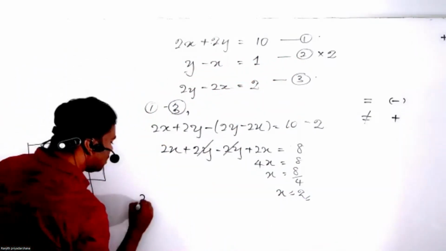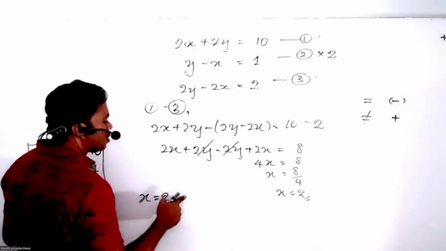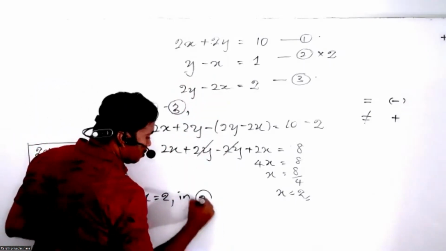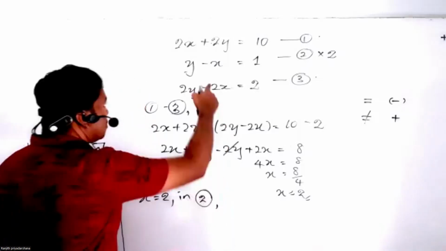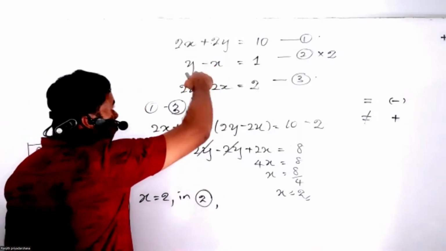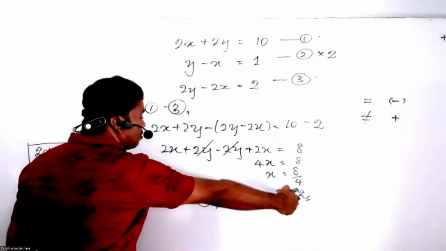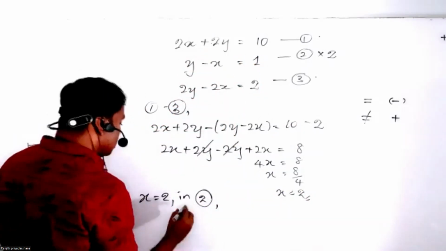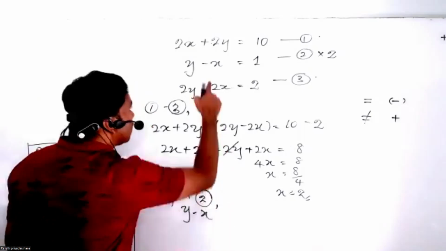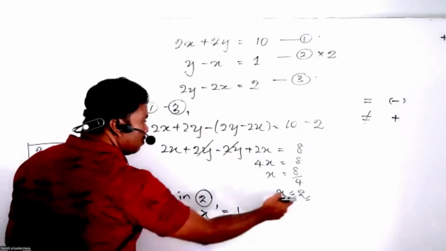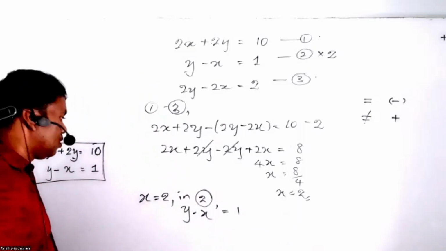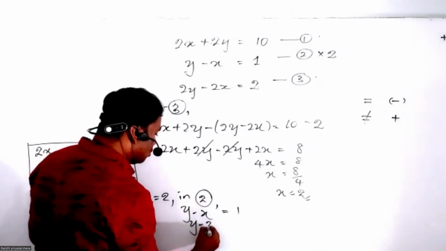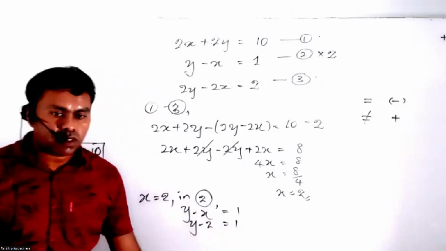So you write x equals 2 in equation 2, right? Then you can substitute: y minus x equals 1. Now we already found that x equals 2. So y minus 2 equals 1, right?